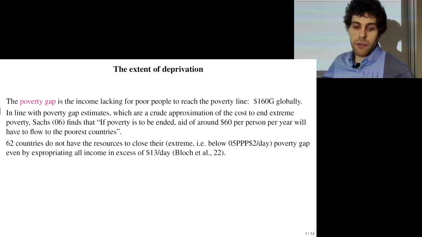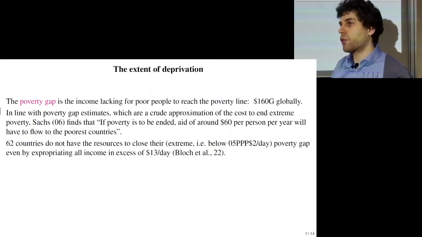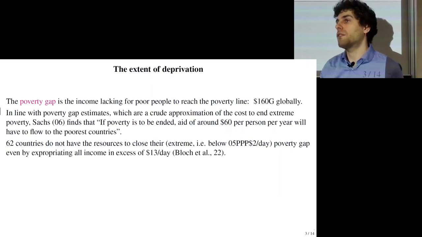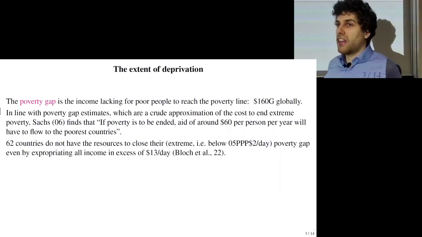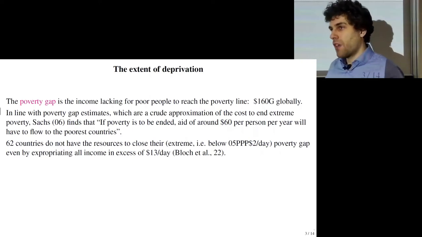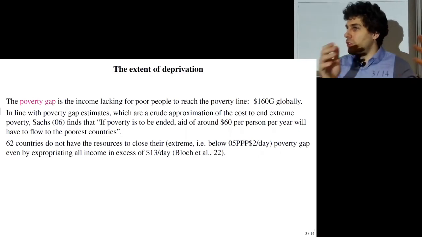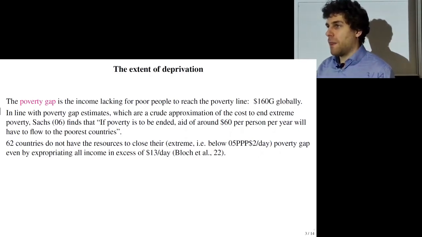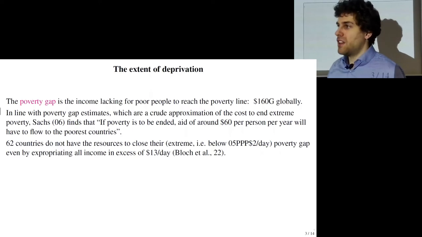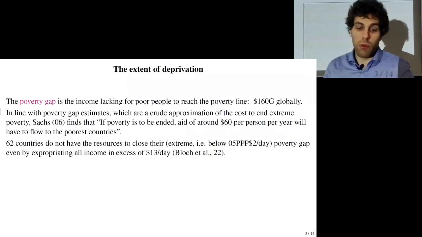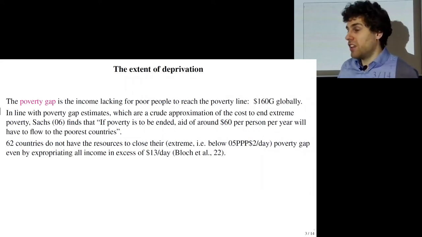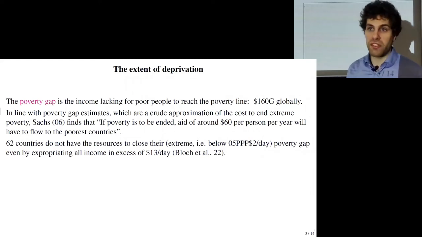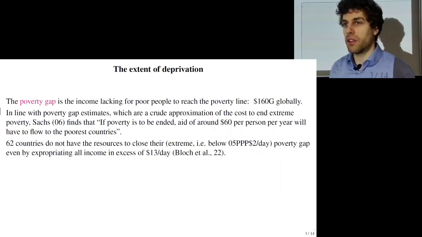And the threshold of $13 per day corresponds to the poverty line in the US, so in one of the highest income countries. So the idea is, if you take all income of people that are not poor according to US standards, in excess of this poverty line, and you give it to people of the same country below the extreme poverty line, you don't have enough resources to fill the poverty gap. There is not enough in 62 countries.